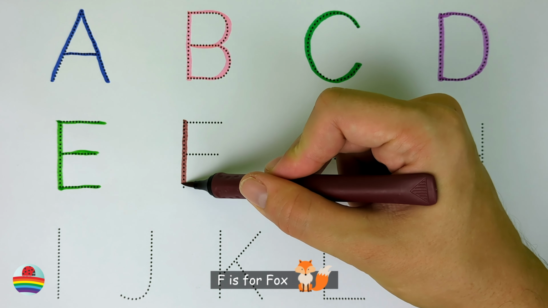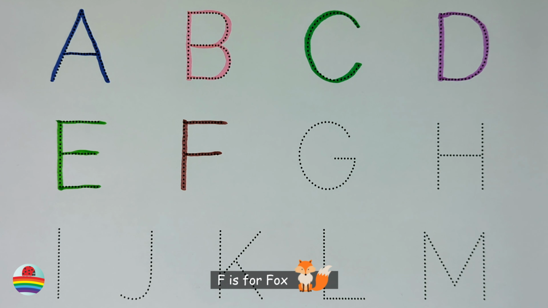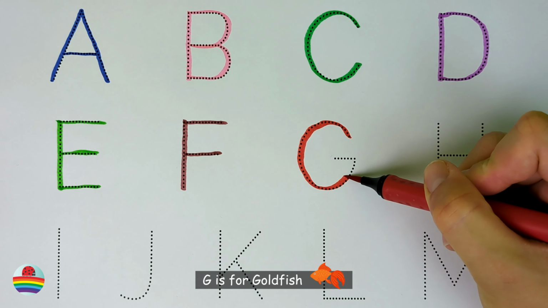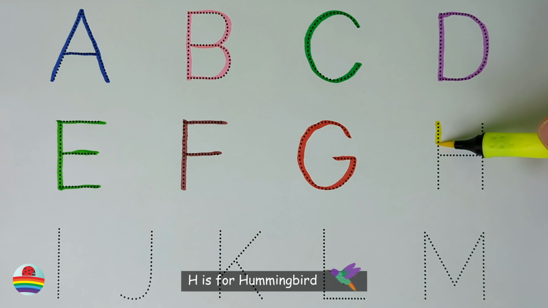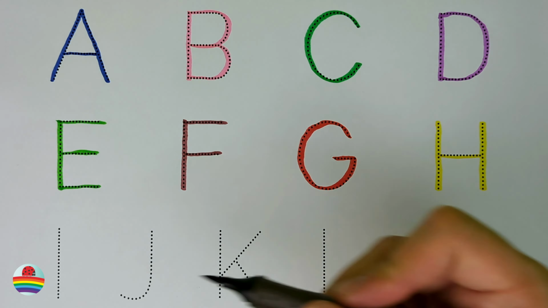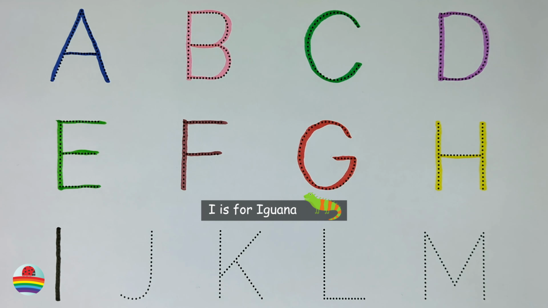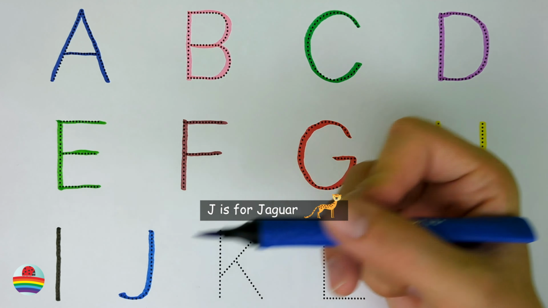F is for fox. G is for goldfish. H is for hummingbird. I is for iguana. J is for jaguar.